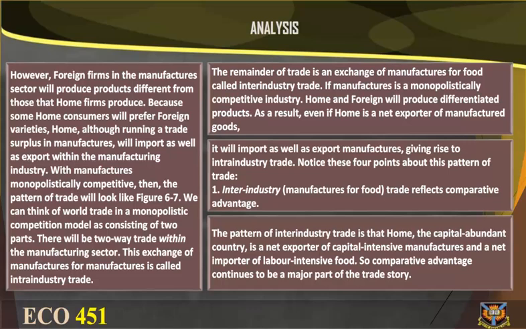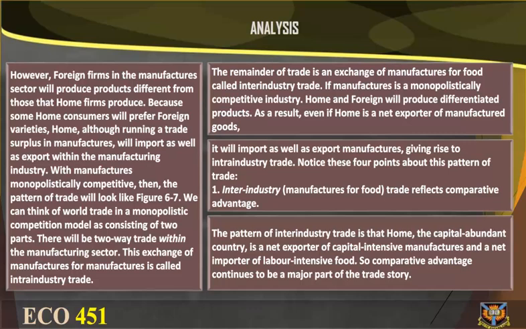If manufacturing is a monopolistically competitive industry, home and foreign will produce differentiated products. As a result, even if home is a net exporter of manufactured goods, it will import as well as export manufactures, giving rise to intra-industry trade, and giving rise to inter-industry trade.